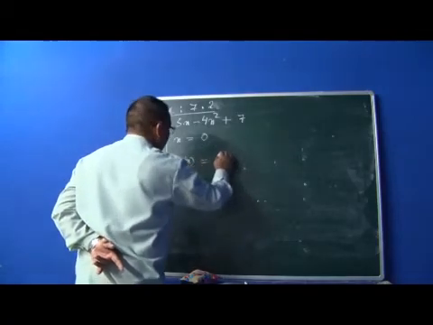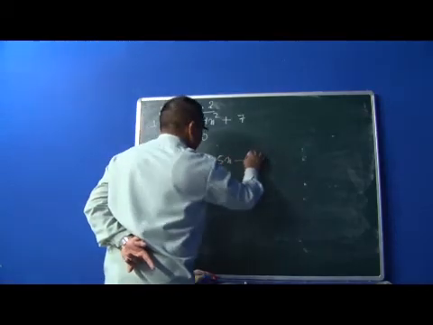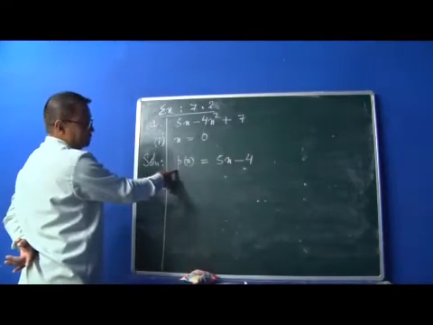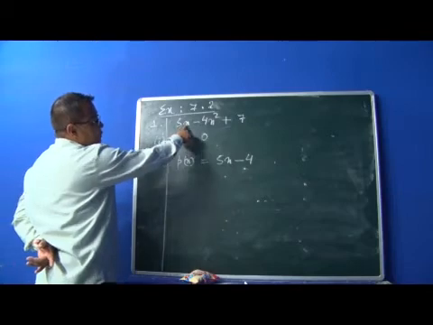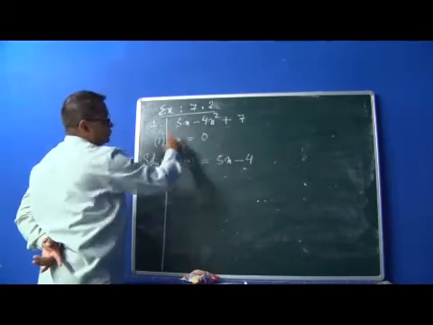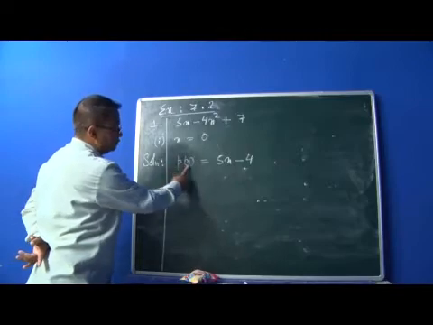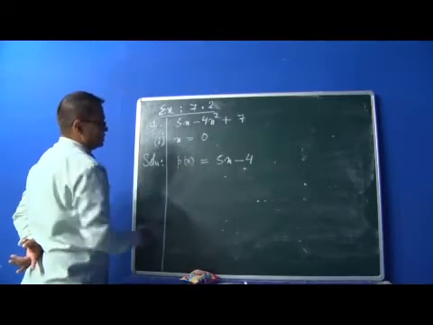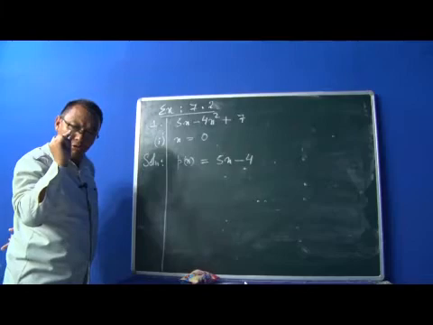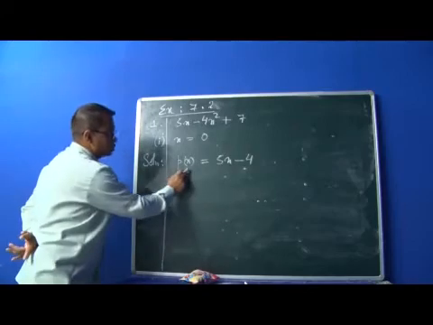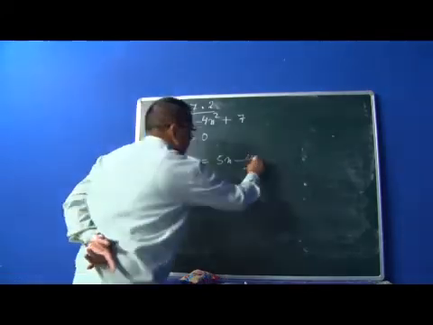p(x) equals 5x minus 4x square plus 7, a polynomial in one variable x. So p(x) means a polynomial of only one variable. That variable is called x.